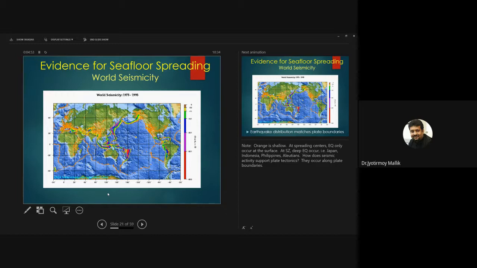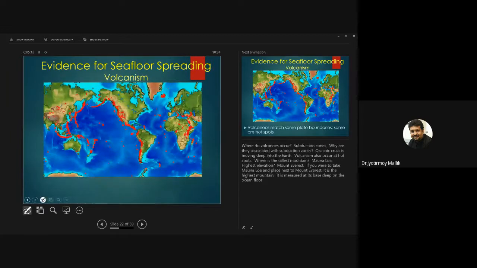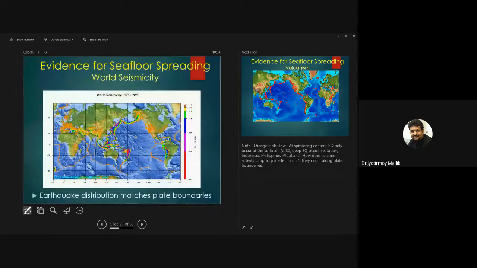Most of the earthquakes are actually concentrated along the plate boundaries. You can see here the earthquakes along the plate margins, right? You can see earthquakes along the mid-oceanic ridges, and you can see earthquakes along the trenches. One thing to notice is that the earthquakes along the mid-oceanic ridges are of lesser magnitude.